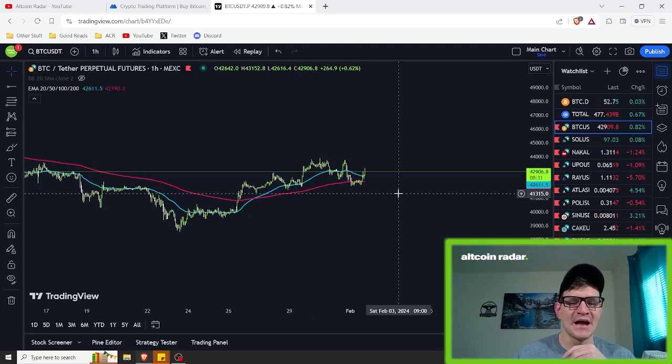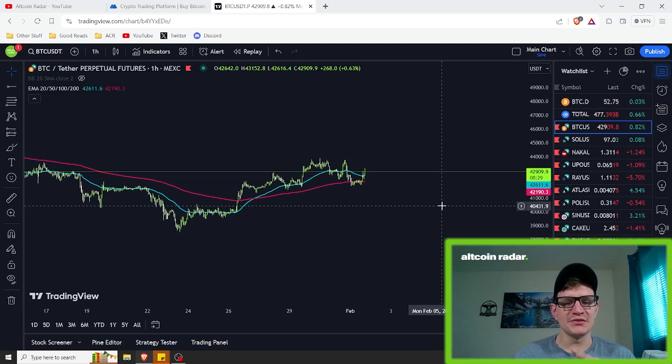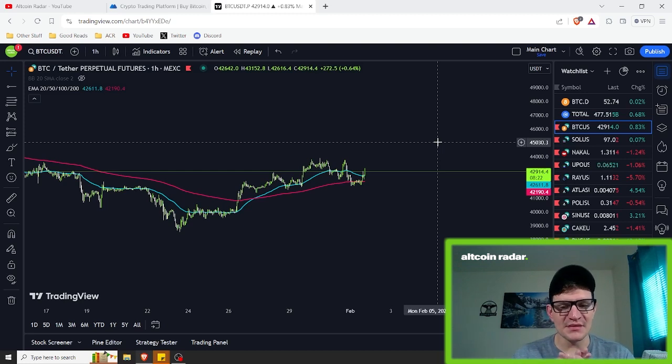Now, another way that you can utilize the EMA indicator is by identifying support and resistance levels as well. Basically, when price approaches or bounces off of an EMA, it can signal potential reversal points.